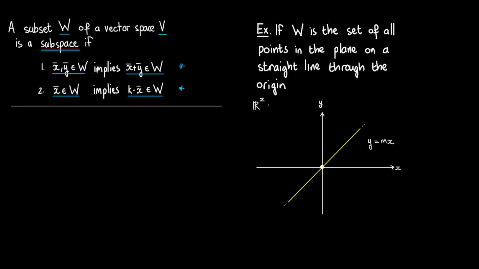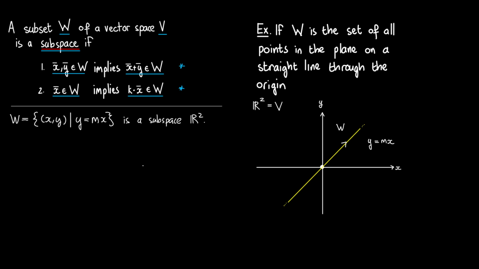So the vector space here that we're dealing with is just V, and it's the two-dimensional Euclidean space. And the vectors that are going to form W are going to be all vectors which lie on this yellow line here, which is just a general straight line passing through the origin. So let's give W just a bit more of a formal description. W is the set of all two-dimensional vectors such that the second component is equal to m times the first component.